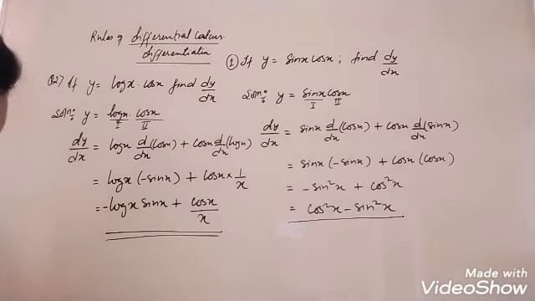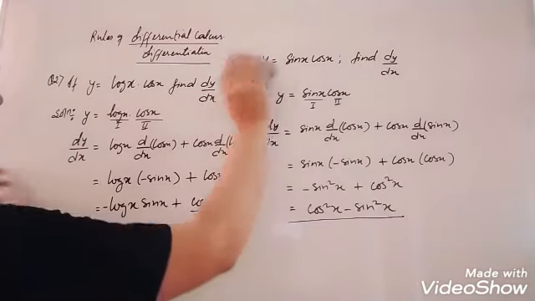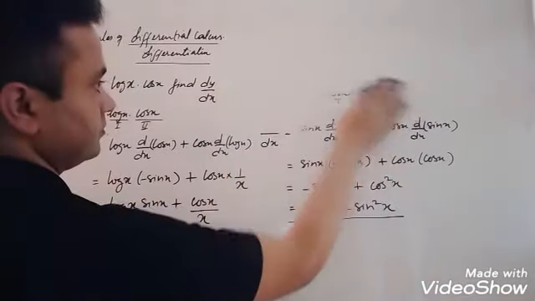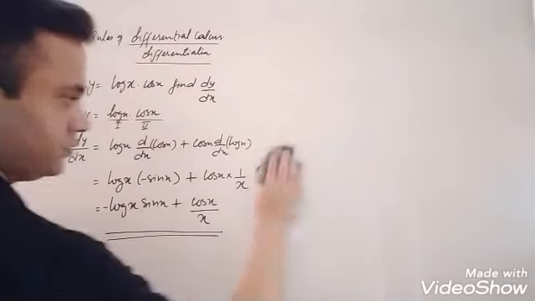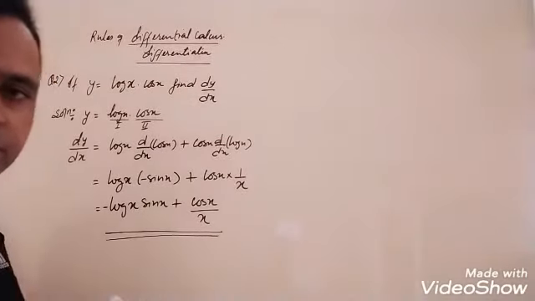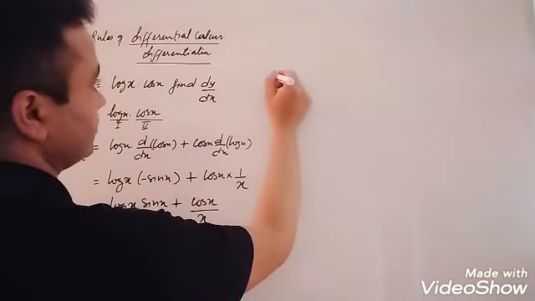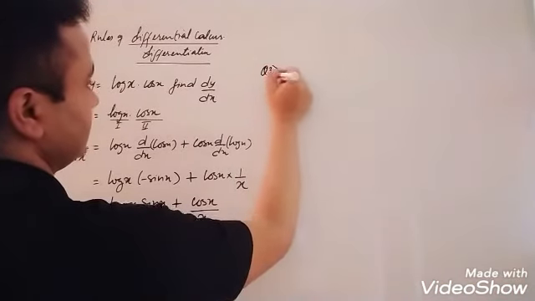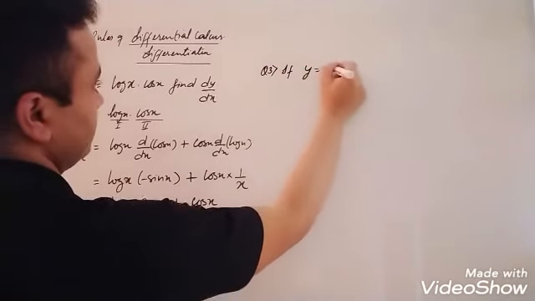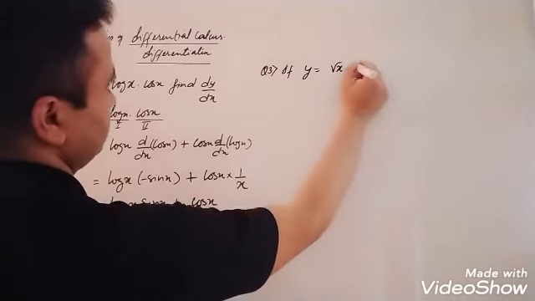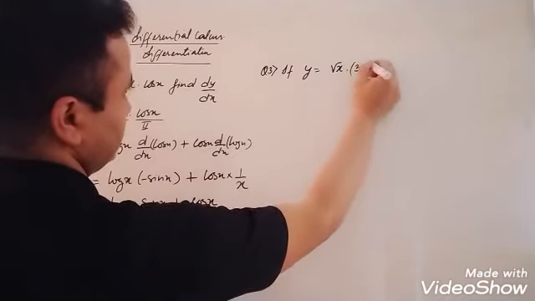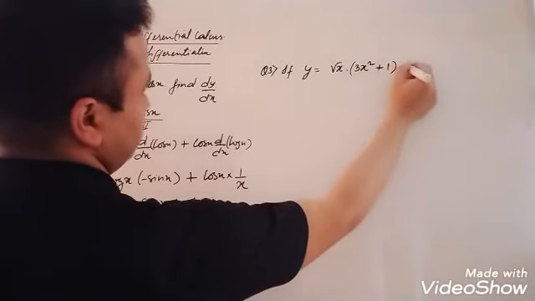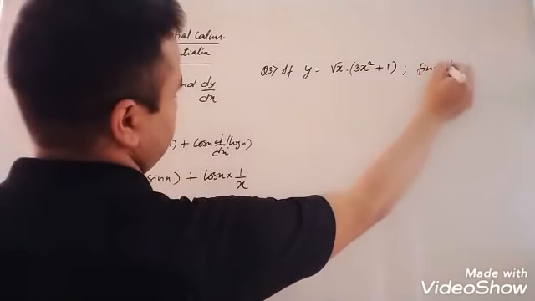Now take another example for product rule. This is example number 2. Now we are going to example number 3. If y equals root x into 3x square plus 1, find dy by dx.